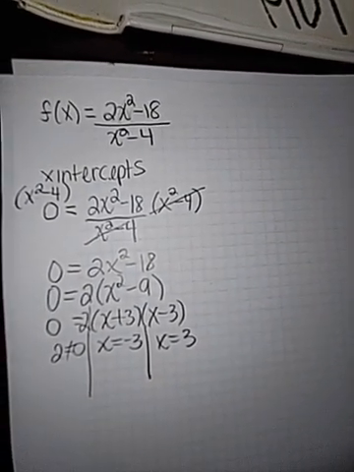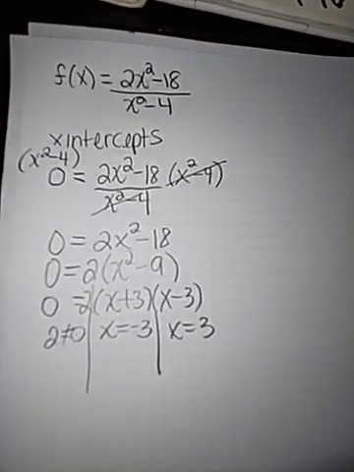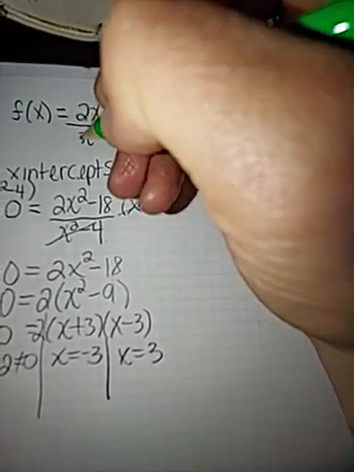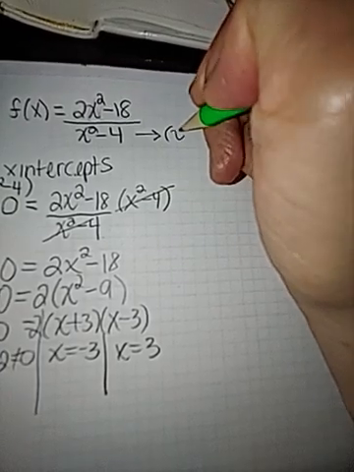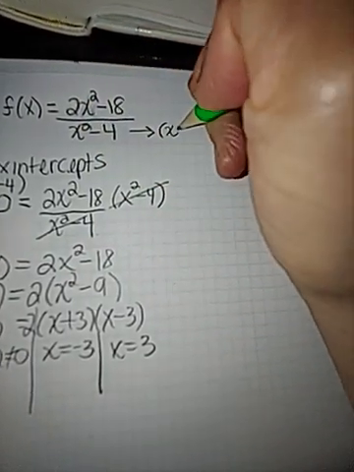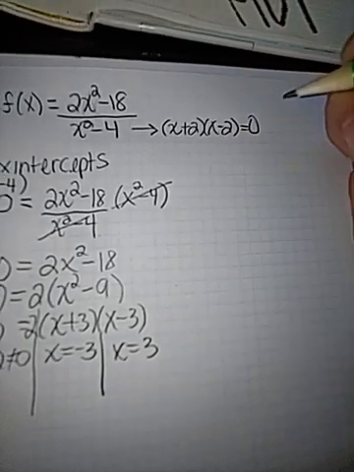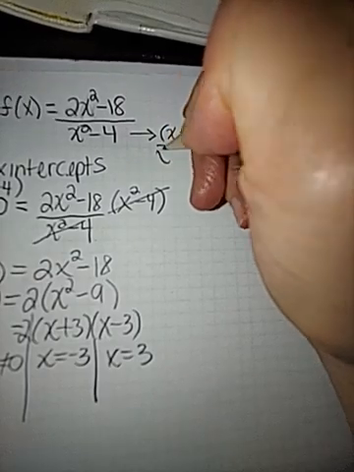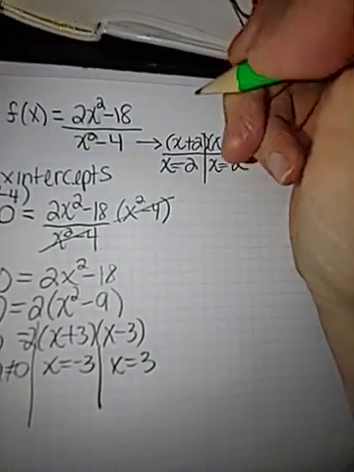Okay, now the next thing I can find is any asymptotes that this graph may have. So to find the vertical asymptotes, I set my denominator equal to 0. So my denominator is x squared minus 4, which is really x plus 2, x minus 2. So my vertical asymptotes are x equals negative 2 and x equals positive 2.